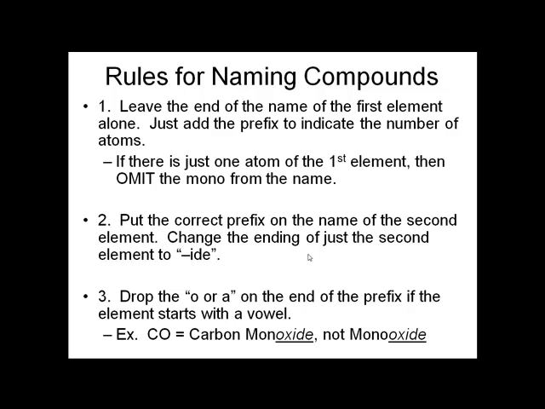All right, so there's basically just three simple rules for naming. First, we leave the end of the name of the first element alone. We just add the prefix to indicate the number of atoms. However, if there is just one atom on the first element, we omit the mono from the name. We don't say monocarbon dioxide. We just say carbon dioxide, and that says that there's one carbon there.